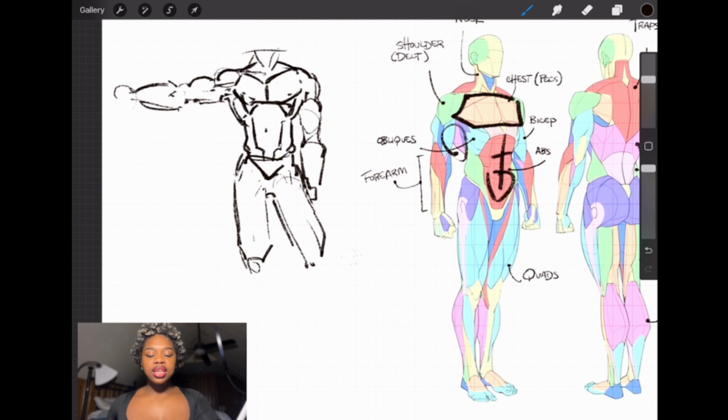Next, we're going to add the kneecap. There's not much muscle right here. And then the calves. The calves are pretty self-explanatory. I feel like most people can understand them. And there are a lot of people that don't have super visible calves, so keep that in mind.